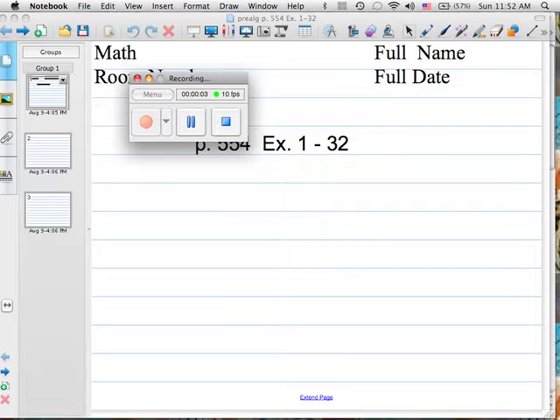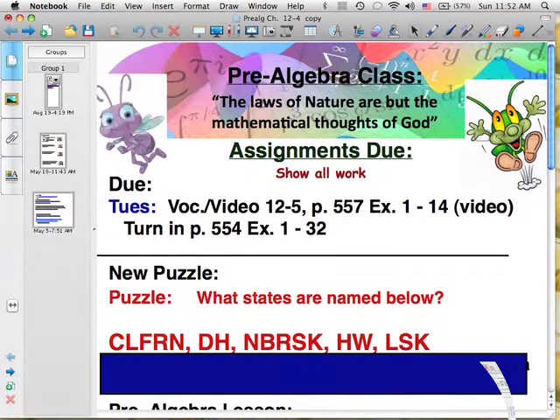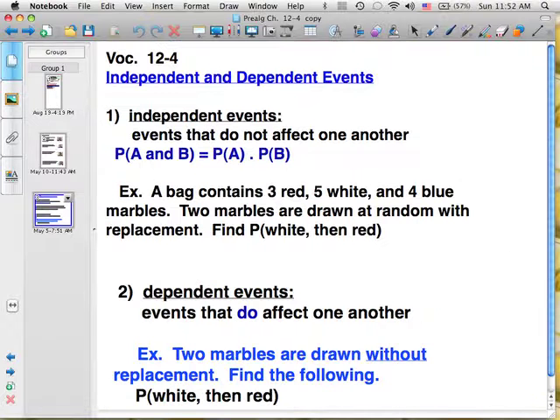We're on chapter 12, section 4, and we're going to be working with independent and dependent events. Independent events are events that do not affect each other. So the probability of event A happening and then B, they don't affect each other, so we can multiply the two events together.